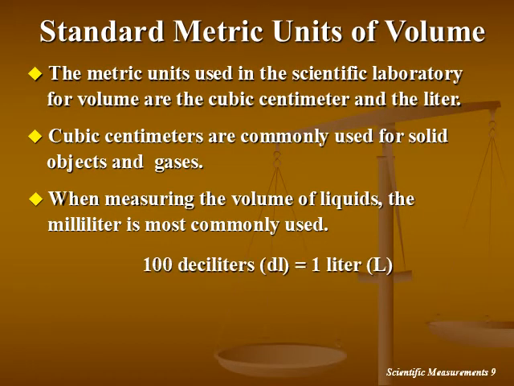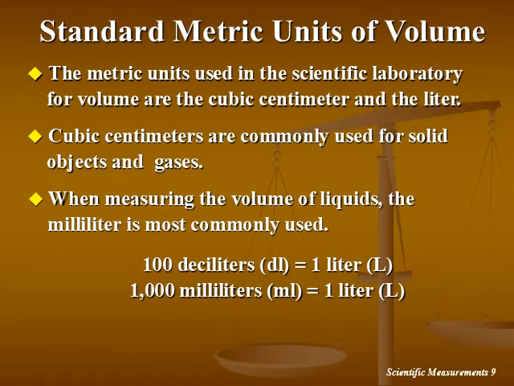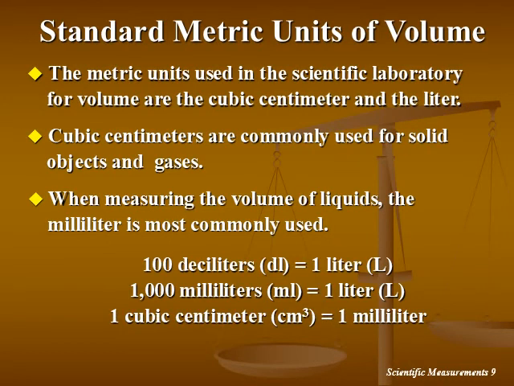There are 10 deciliters in 1 liter. The symbol for deciliters is lowercase dl. There are 1000 milliliters in 1 liter. The symbol for milliliters is lowercase ml. 1 cubic centimeter is equal to 1 milliliter. The cubic centimeter is designated by the lowercase letters cm, followed by superscript 3.